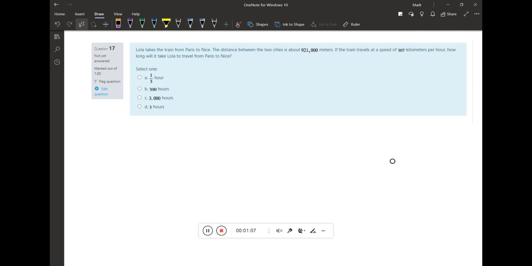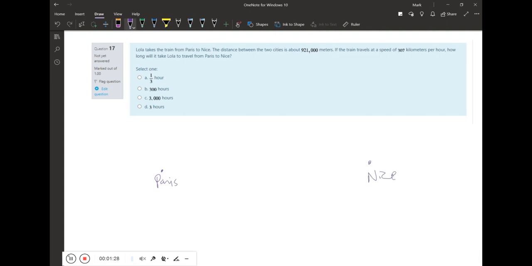But you might not have taken physics class and learned the formula V is equal to d over t, but you probably have the skills that you would need in order to figure it out if you draw it out here. So if I draw out this situation, let's say Paris is here, and Nice is here, and this is the distance between them. It doesn't matter if it's straight or not. It's going to represent 921,000 meters, right? And we'll call that our distance.